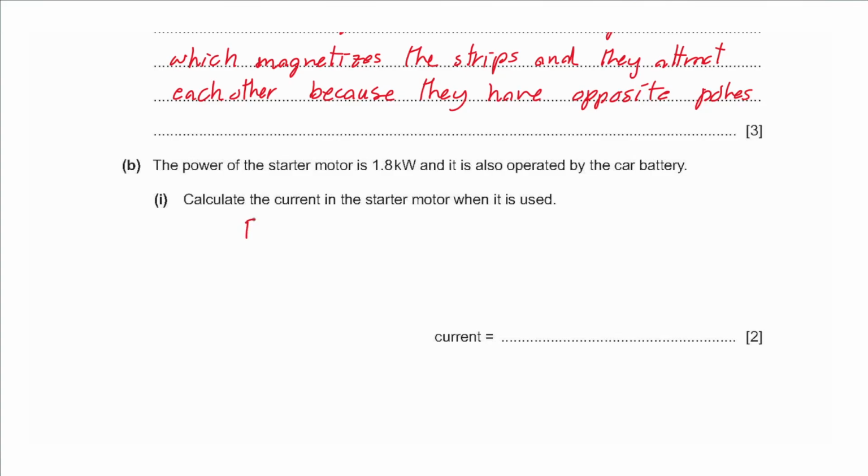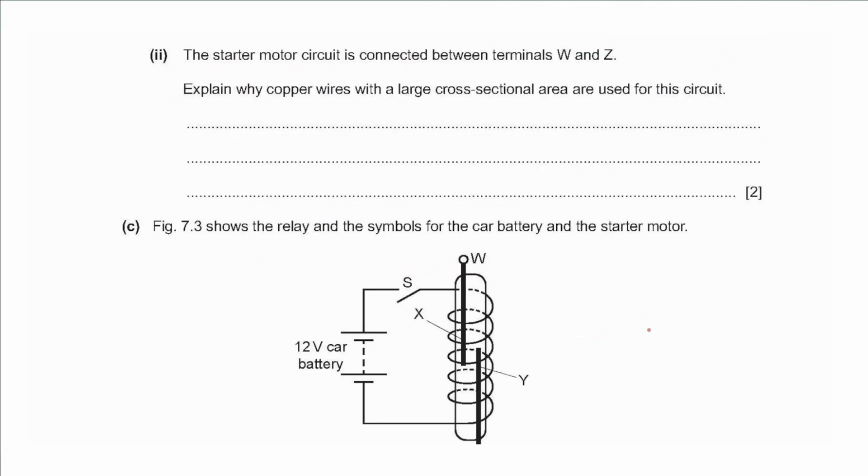We can use the equation P equals VI, or power equals voltage times current, and then we divide the power by the voltage to get the current. We have the power 1.8 kilowatts. We multiply it by 1000 and then divide by the voltage, 12 volts, which is mentioned above in the question. That gives a current of 150 amperes. Part I says the starter motor circuit is connected between terminals W and Z. Explain why copper wires with a large cross-sectional area are used for this circuit.